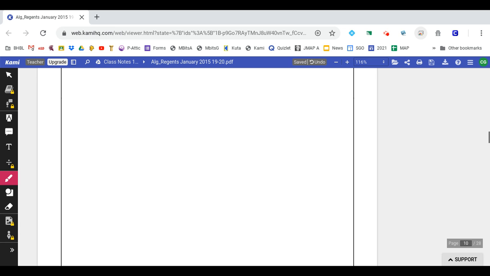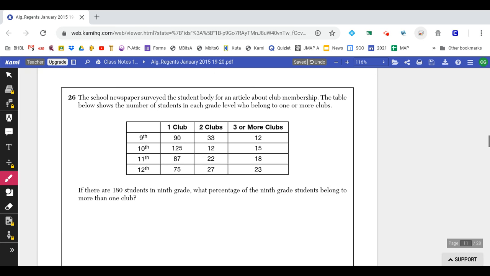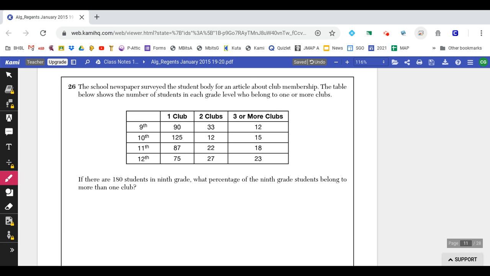All right, moving on to our next question. Number 26. The school newspaper surveyed the student body for an article about a club membership. The table below shows the number of students in each grade level who belong to one or more clubs. If there are 180 students in 9th grade, what percentage of them belong to more than one club?